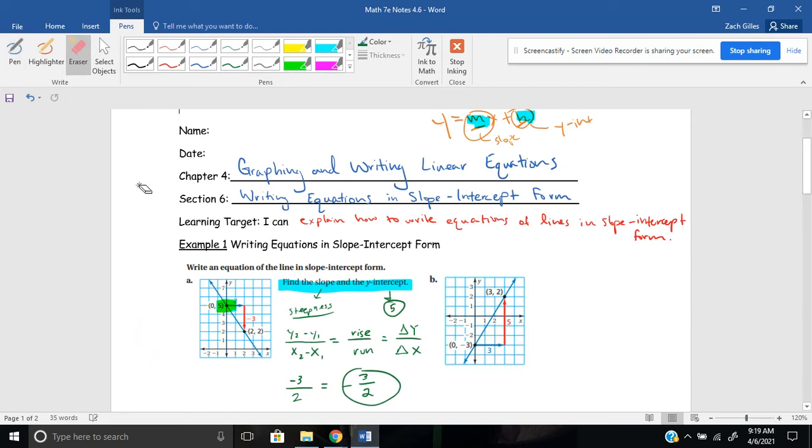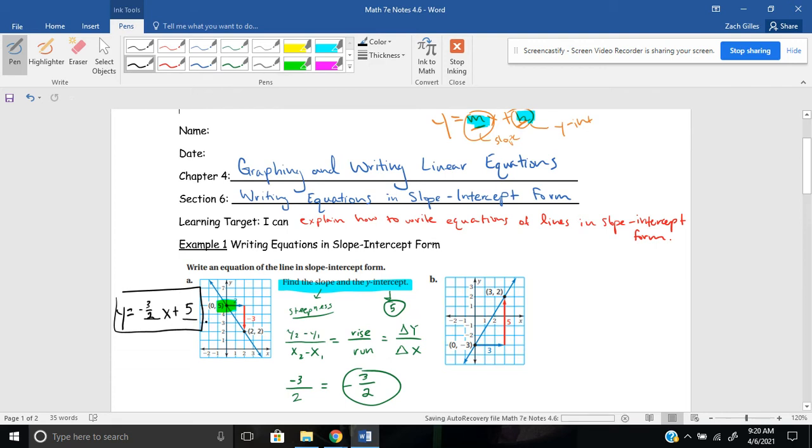So sometimes what I like to do is start off with y equals, and then I'll leave a blank, times x plus, and I'll leave another blank. What goes here? Well, that's my slope, and I found it was -3/2. And what goes here is my y-intercept, and I found that my line crosses at 5. So the equation for this line would be y equals -3/2 x plus 5.